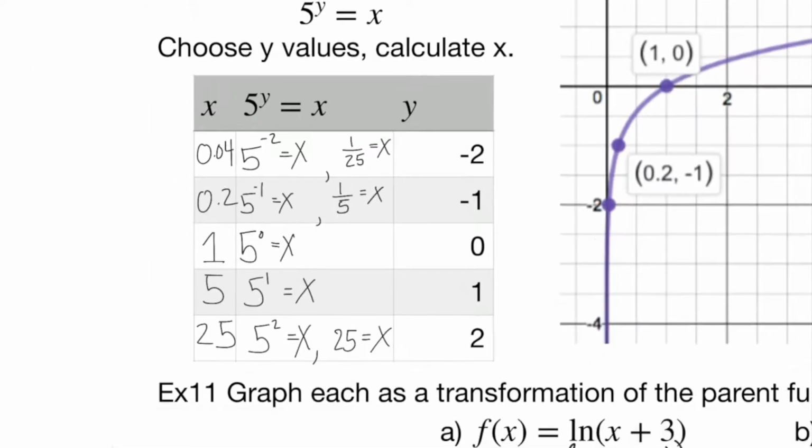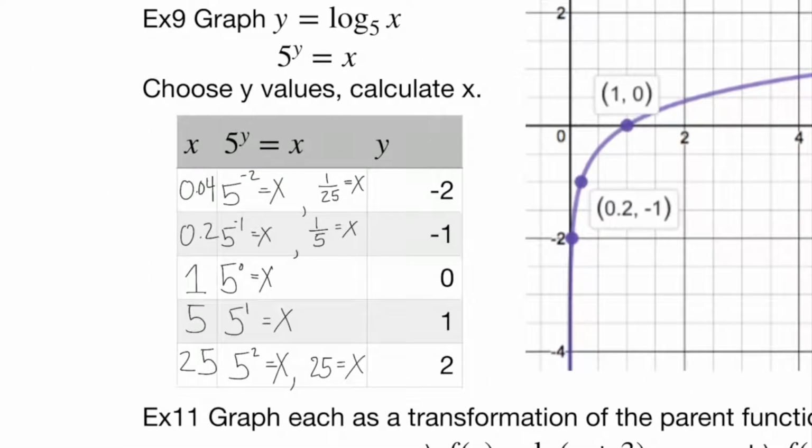Looking at that kind of an equation, it's way easier, as you can see, to choose the y values and back calculate the x values. So you choose the y values, your standard -2 up to +2, and you can calculate x. So 5 to the 0 equals x. Well, that might be the easiest one, because anything to the 0 is going to be 1. 5 to the 1 is just 5, and 5 squared is 25.